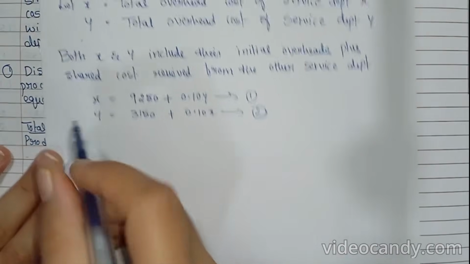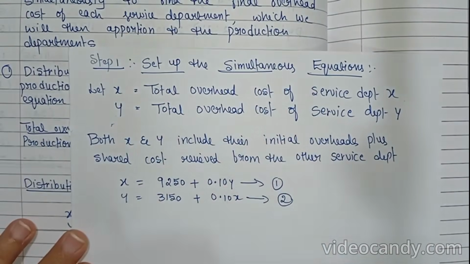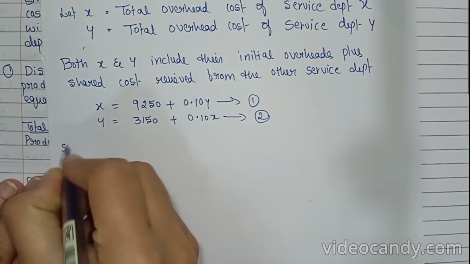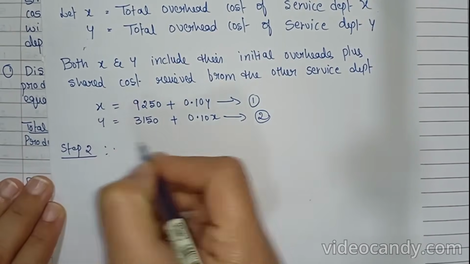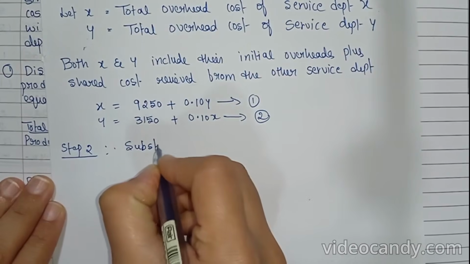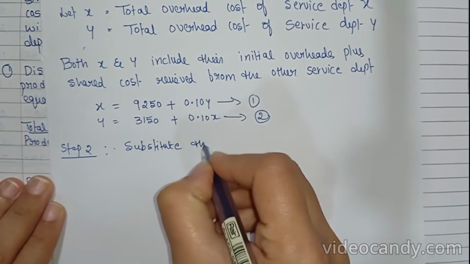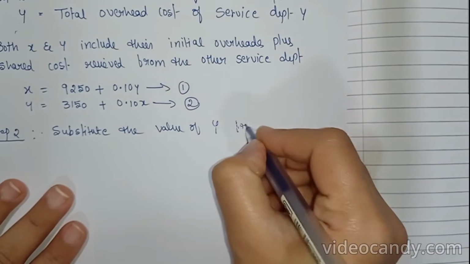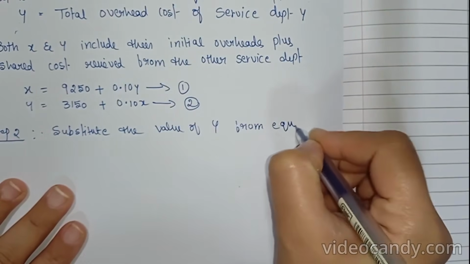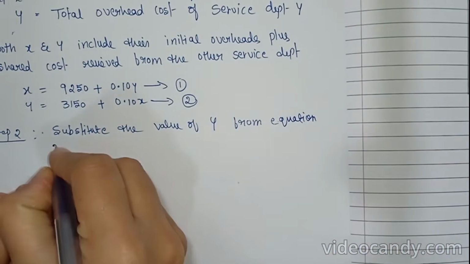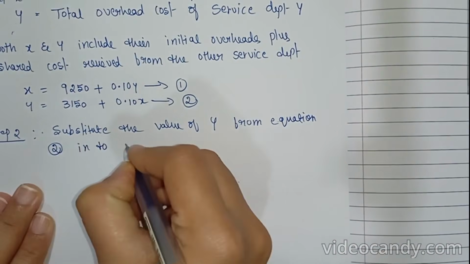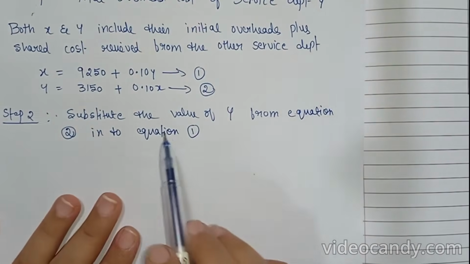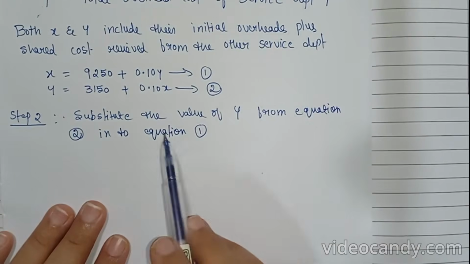Now step 2. Step 1 is set up the simultaneous equations. Now what we have to do? We need to solve the equations. For that, step 2, substitute the value of y from equation 2 into equation 1.